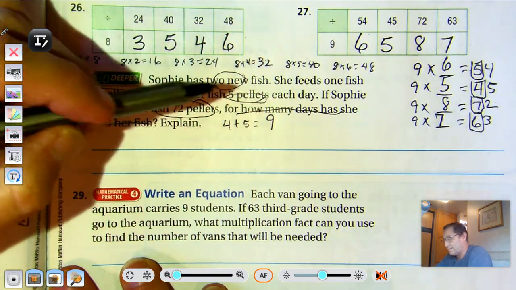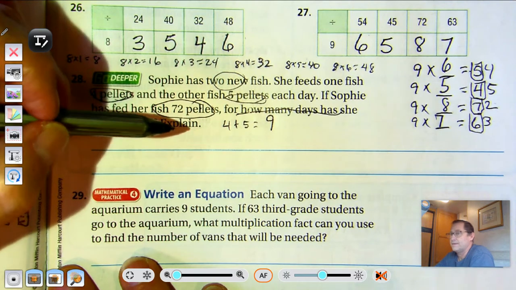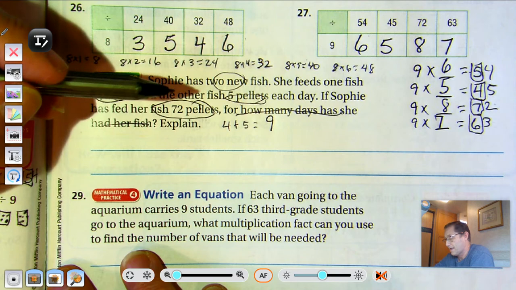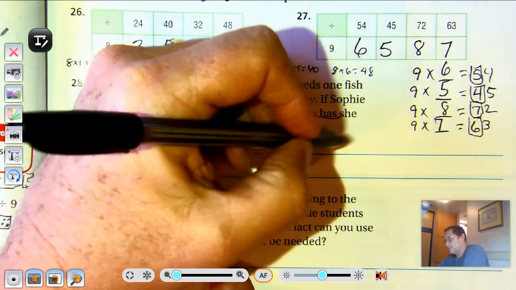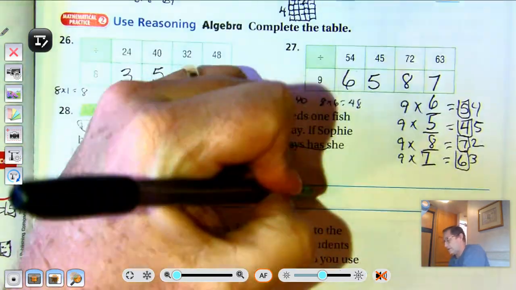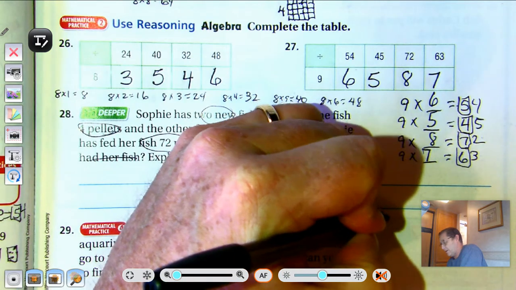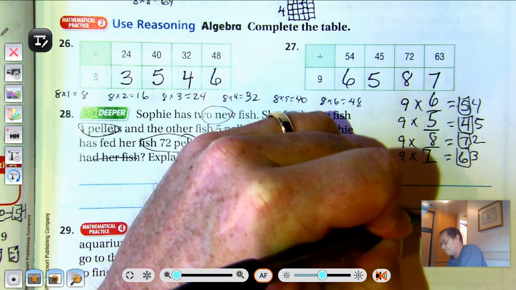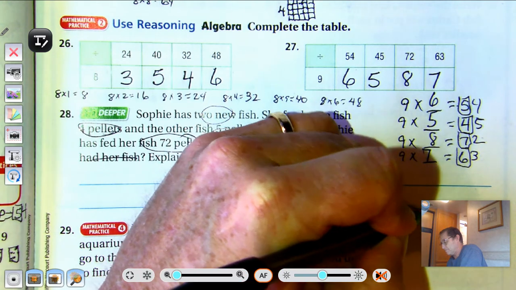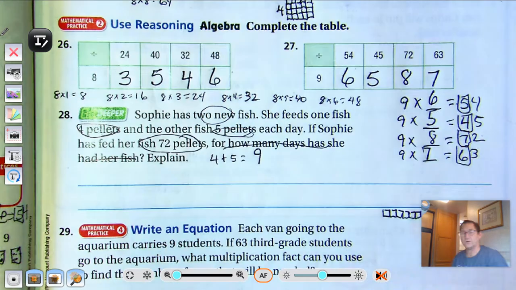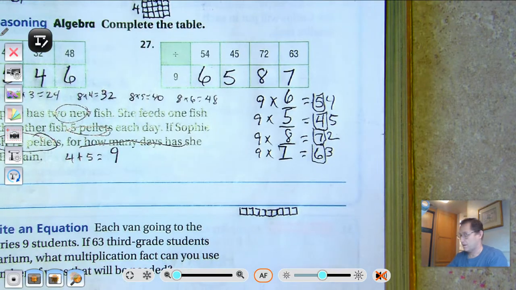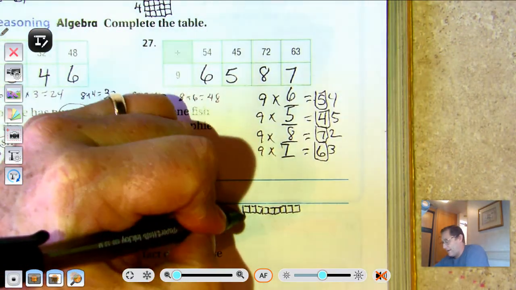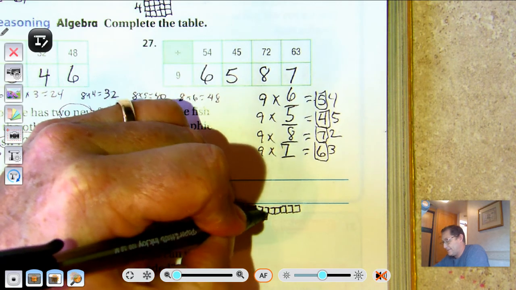So if we give 9 to each day, how many groups would I have? So we can do an array. So here's 9, okay? That represents one day of 9. And now I'm going to add another day of 9 until I get to 72.